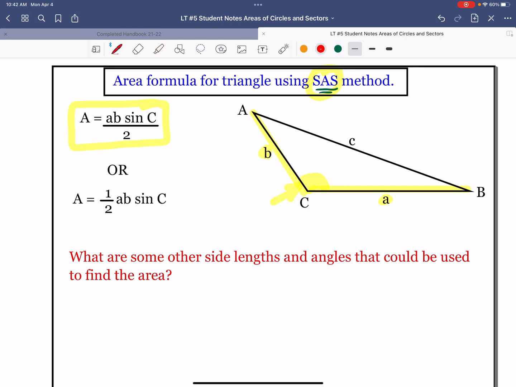So, what are two other side lengths and angle measures that could be used? What if I knew angle A? Then I would use B and C. So my area formula would be side B times side C times the sine of angle A, all divided by 2. Well, what if I know angle B?